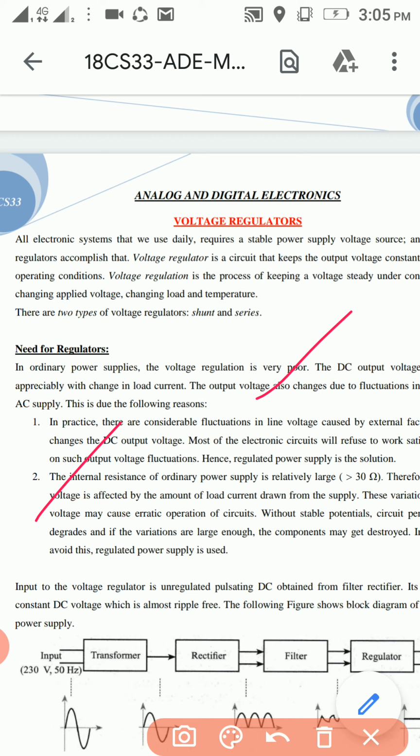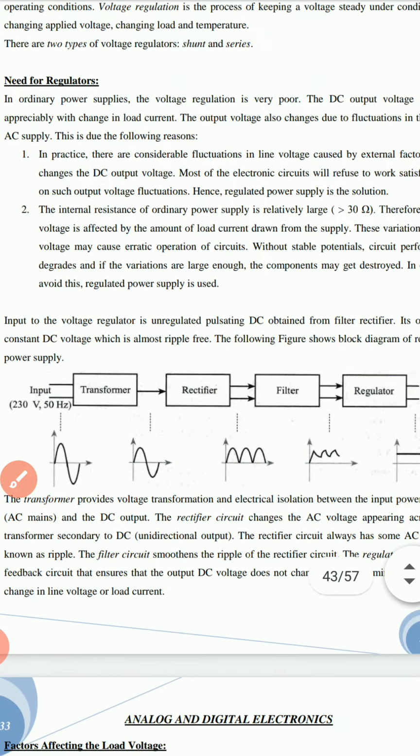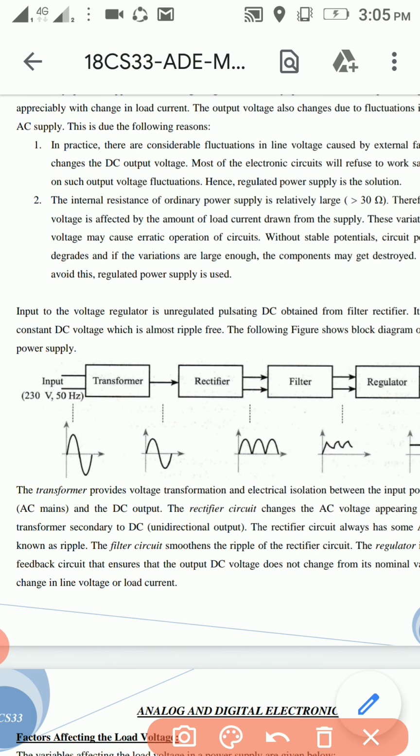And the block diagram of the voltage regulator would be like this. See here in this particular first diagram, the transformer input is 230 volts and 50 hertz, right?